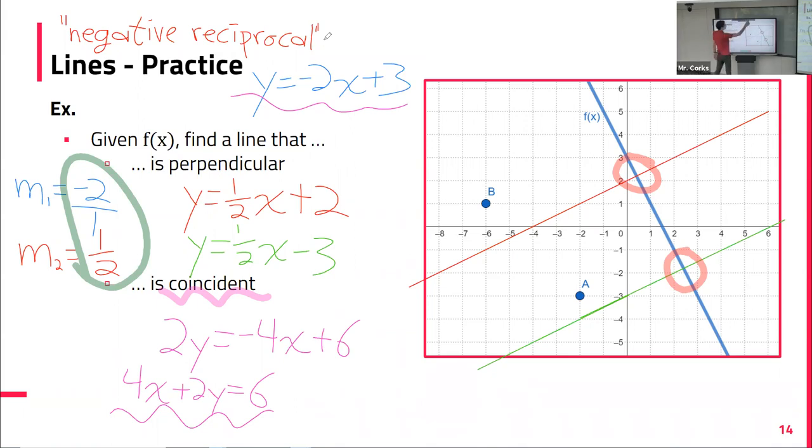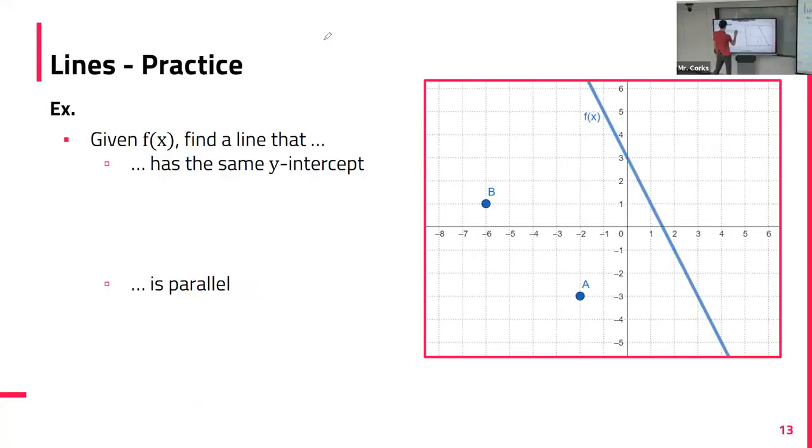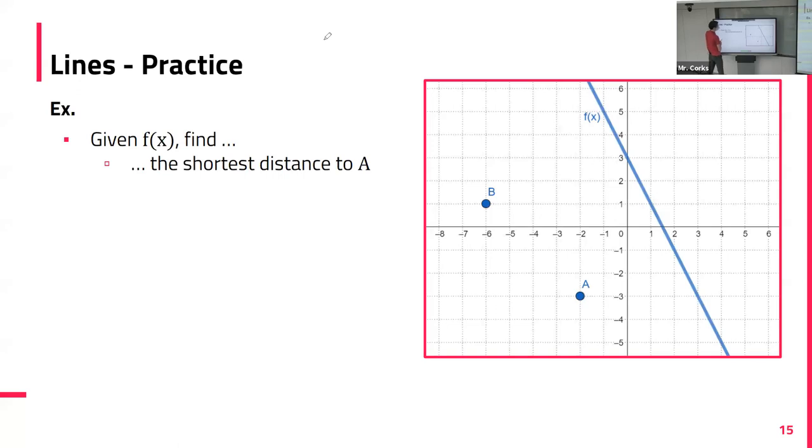All right. Any questions? Right, and the last thing from the preview question that I gave you last week: shortest distance between A and this line f of x here. So let's see if we can solve this.